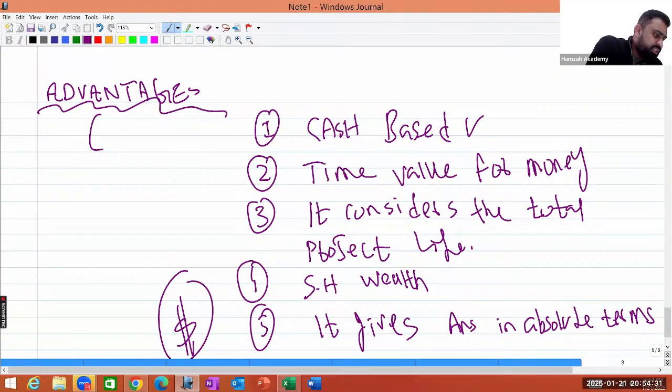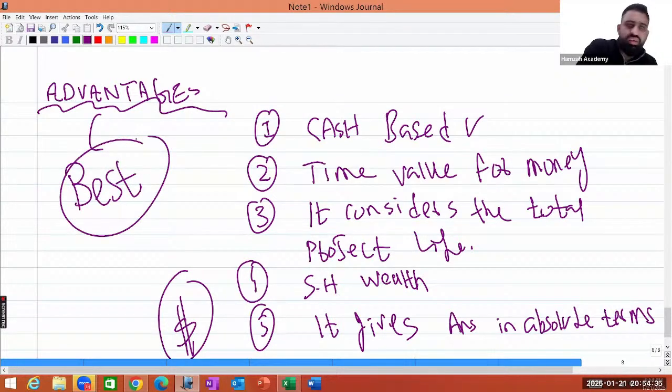And these advantages made the NPV the best method in investment appraisal. From all the methods, NPV is the best method in investment appraisal because of these advantages. It is cash based, it considers the time value for money, it considers the total project life. We can relate the NPV with shareholder wealth. It gives us the answer in absolute terms.